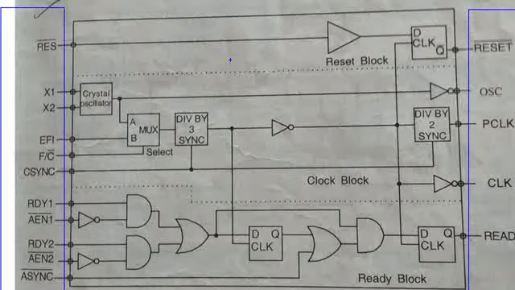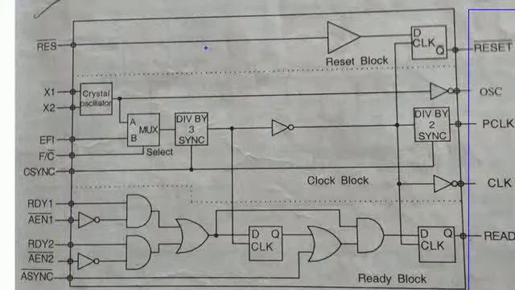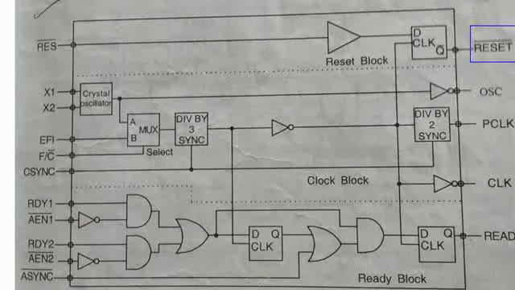The internal block diagram of 8284 is divided into three blocks: one is a reset block, next one is a clock block, and next one is a ready block. The reset block is used for providing the reset signal required by the 8086 microprocessor. In the 8086 microprocessor we have the reset pin, ready pin, and the clock signal. These three signals are provided by the 8284. So let us focus on the reset block.